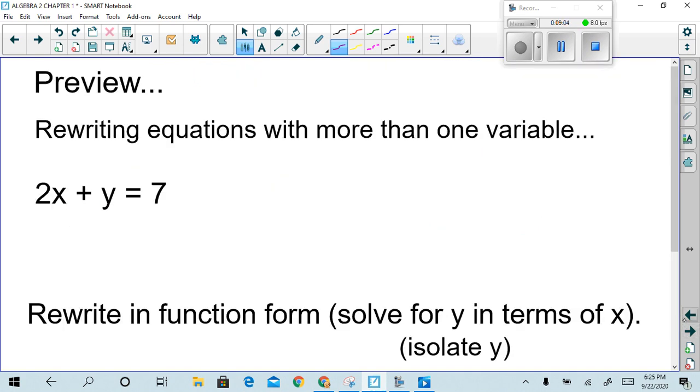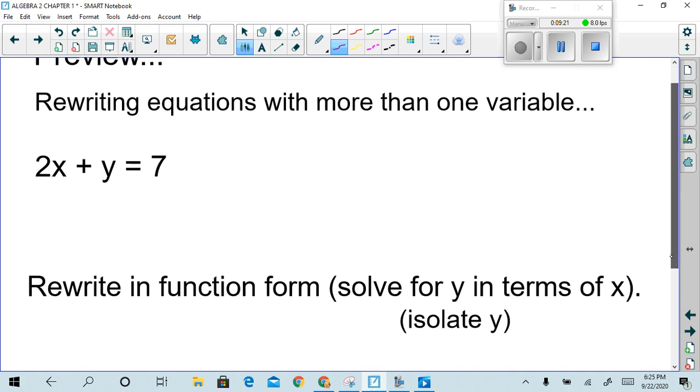A little preview. We've only been talking about equations with one variable, just x. Now, in our next lesson, we're going to see equations that have both x's and y's. And we're going to be leading ourselves into a discussion about functions and graphing.